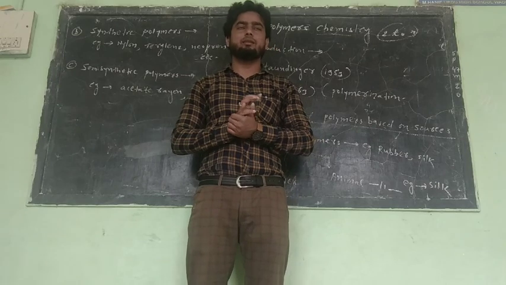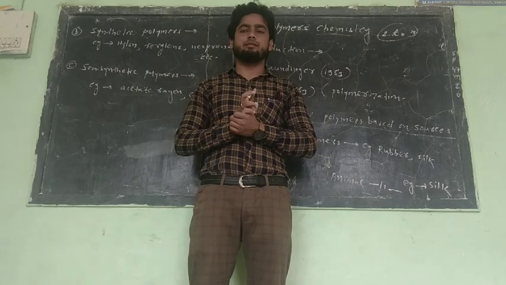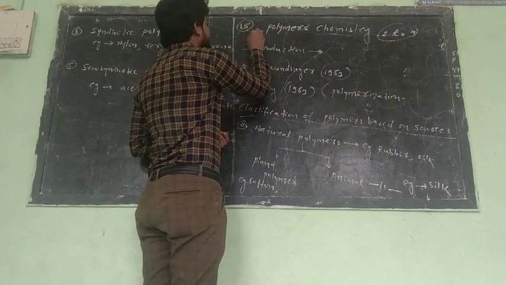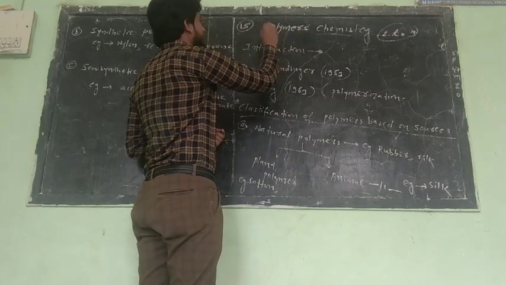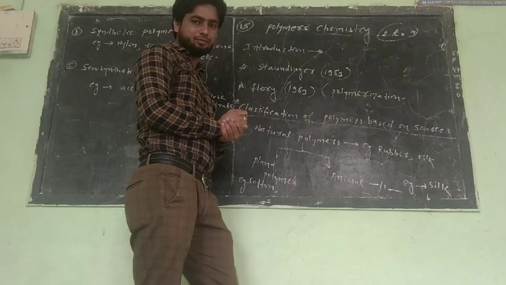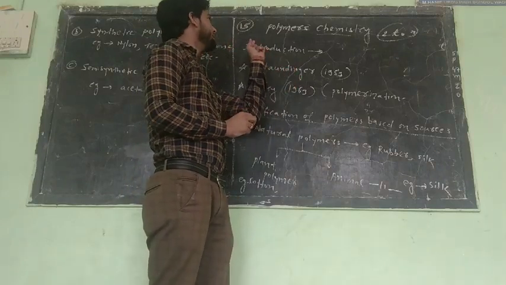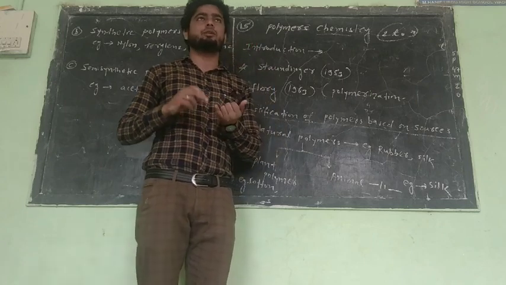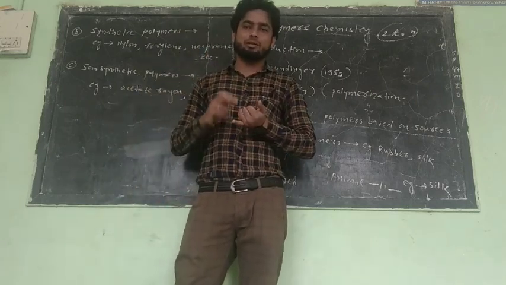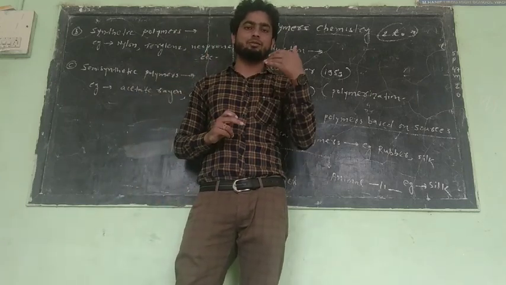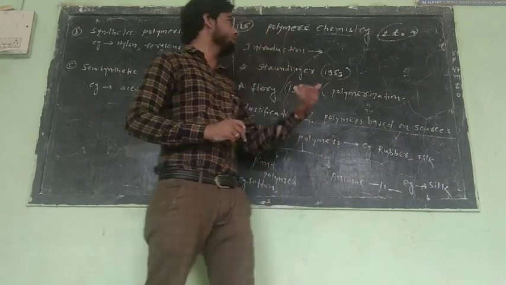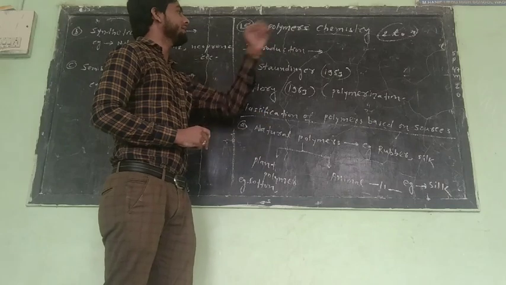Today we discuss the next unit, which is called polymer chemistry, or the introduction of polymer chemistry. Before that, we discuss the different topics. First is the d-block element, second is coordination compounds, and third is amines. The fourth unit is called introduction of polymer chemistry.